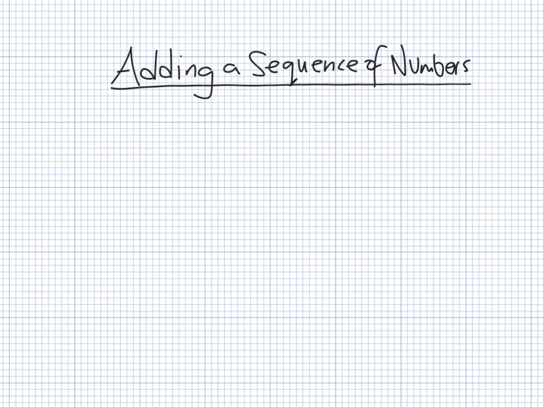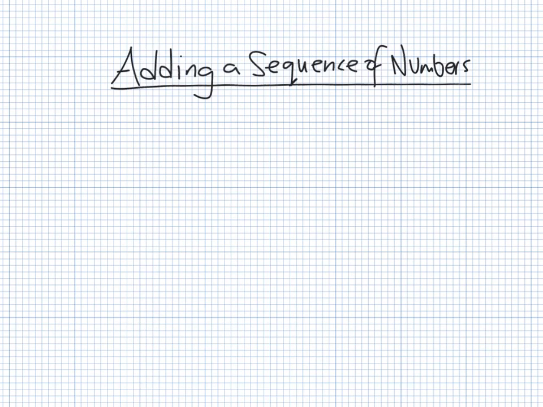Okay, I'm going to show you something cool. At least I think it's really cool. It's a way to add a sequence of numbers, things like 1, 2, 3, 4, 5, where the numbers go up by 1 each time.